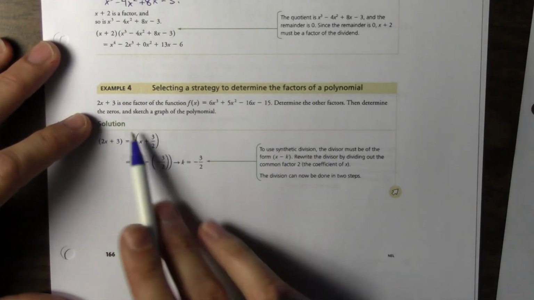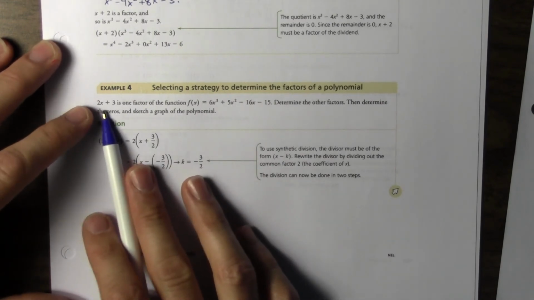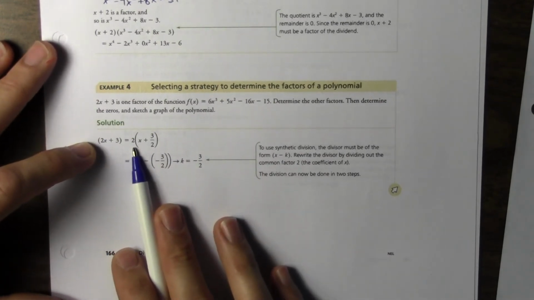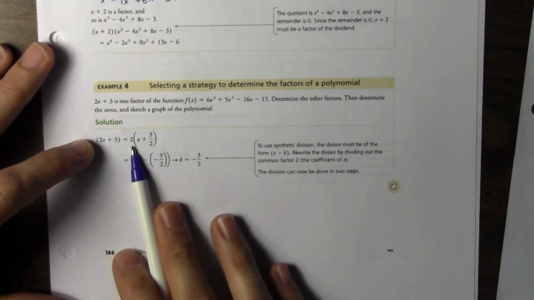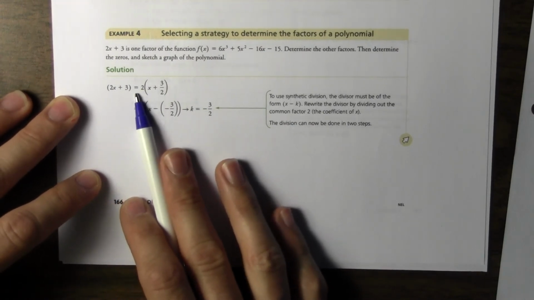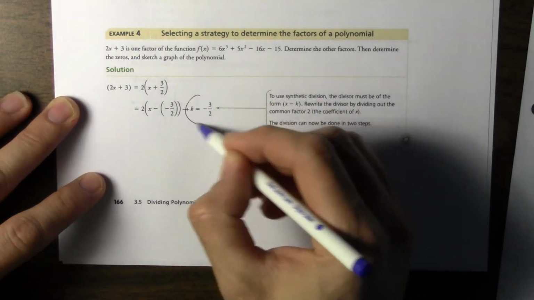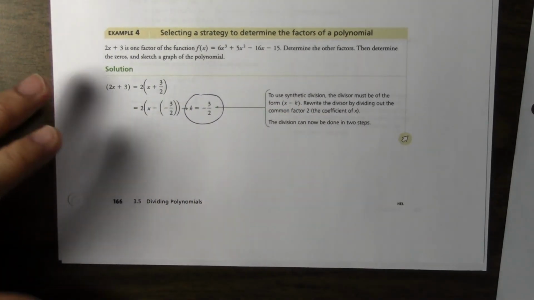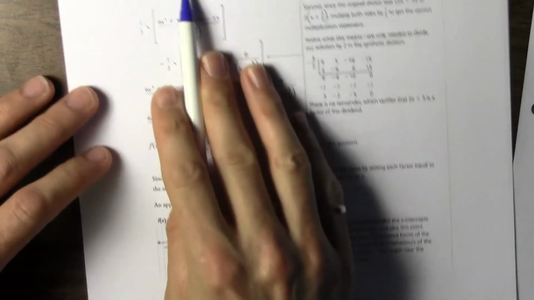Number 4. So now we're taking this dividend, we're dividing it by this binomial. It's important that you factor out the 2 before you start so you can get a k value. Okay, so you need to put it in this form. So notice it's 2x plus 3. I'm going to factor out the 2, so I'm left with x plus 3 over 2. Now my k value is negative 3 over 2. Any questions there? Okay. So now I set up synthesis.